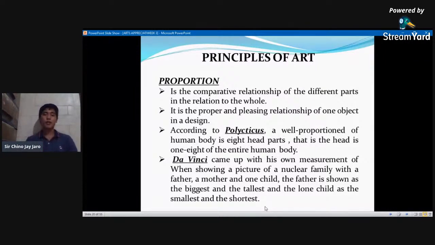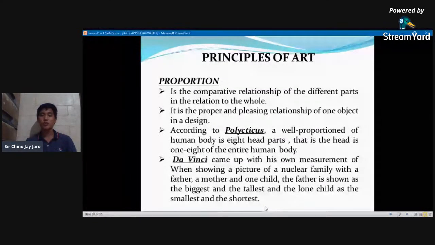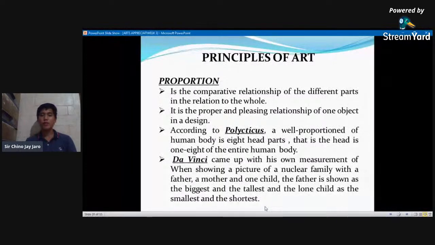He had his own belief that proportion means our head is 1/8 of the measure. For example, a pizza is divided into 8, and when we remove one slice, that is the part of our head. Then Da Vinci also came up with his own measurement when showing a picture of a nuclear family with a father, a mother, and one child. The father is shown as the biggest and tallest, and the lone child as the smallest and shortest.